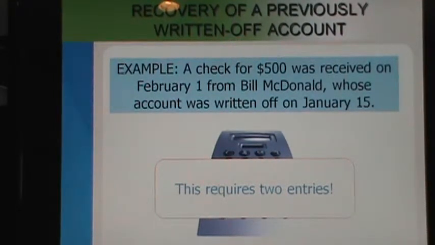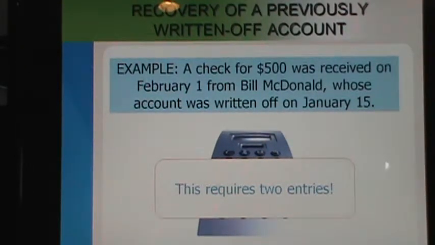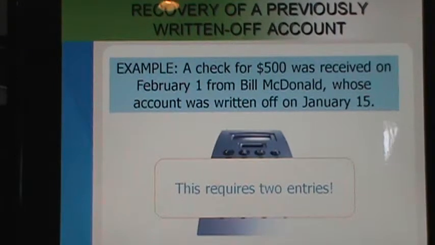So here's an example of a recovery from a previously written off account. Sometimes miraculously, when these entries are written off, randomly, someone will pay them. A check for $500 was received on February 1st from Bill McDonald, whose account was previously written off on January 15th. So we wrote off his account on the 15th of January, thinking we're never going to get paid. And then, lo and behold, February 1st, Bill McDonald pays us.